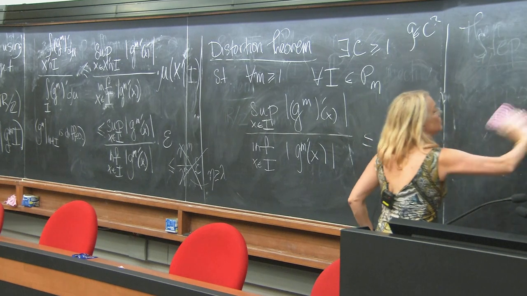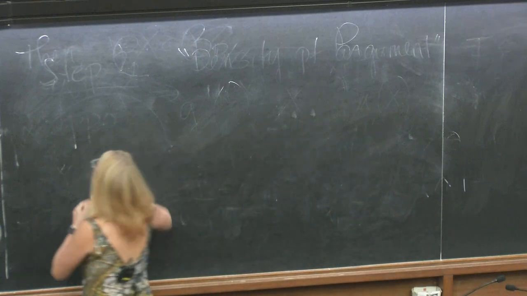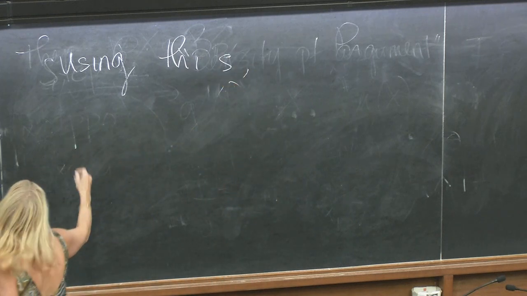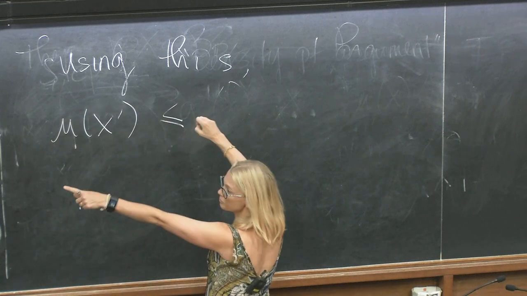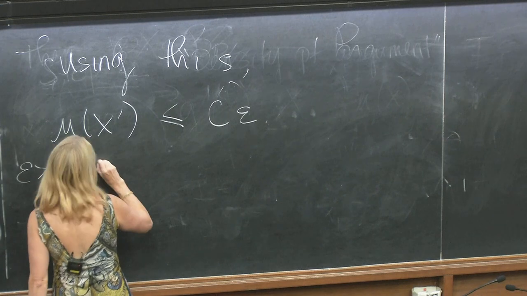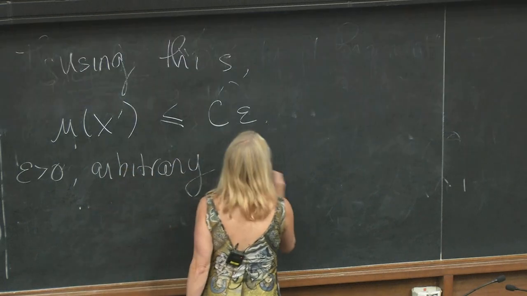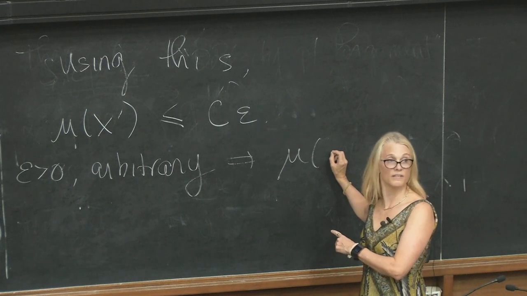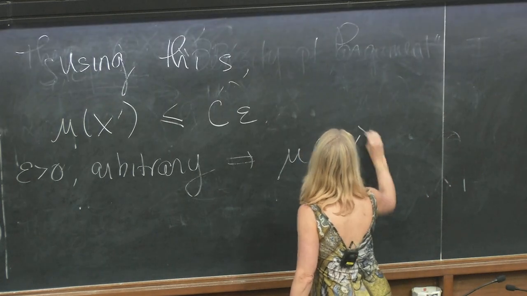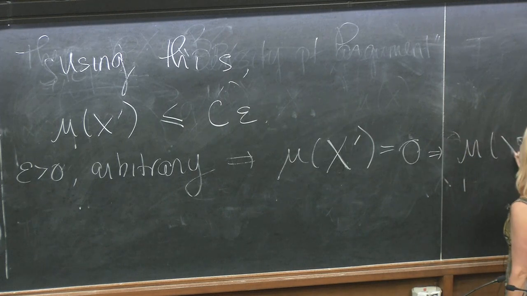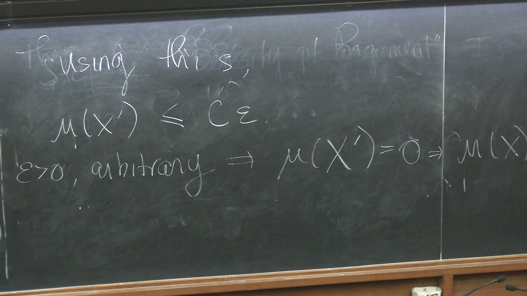Because then, using this theorem and going back to our proof, tracing backwards, we get that the measure of x prime is less than or equal to C times epsilon. But epsilon was arbitrary. So that implies that the measure of x prime is 0, and therefore, we assumed x was invariant with positive measure, so the measure of x, which is the complement, is 1, and therefore we're done. We've proved ergodicity. So now, let's talk about the distortion theorem.